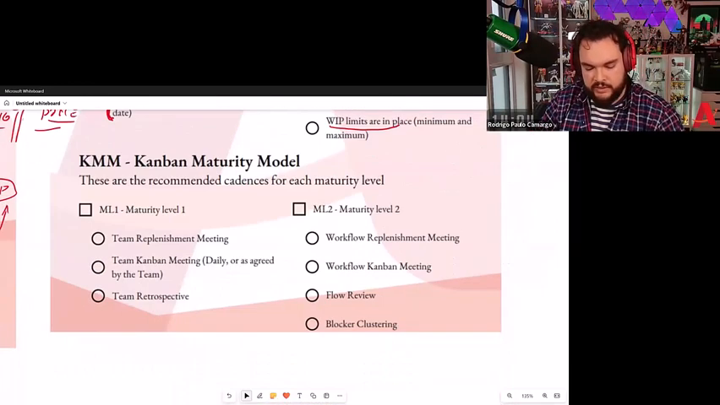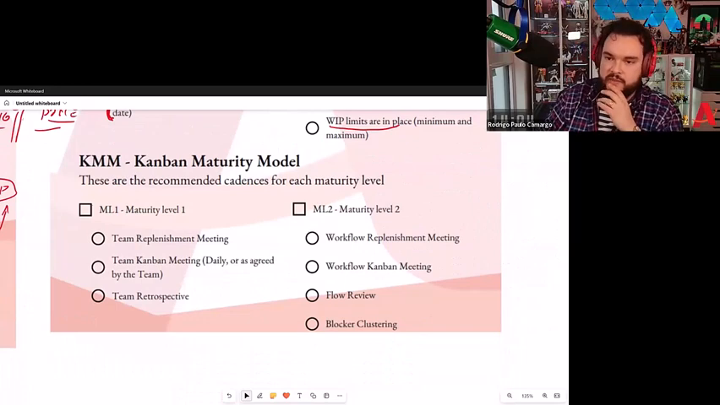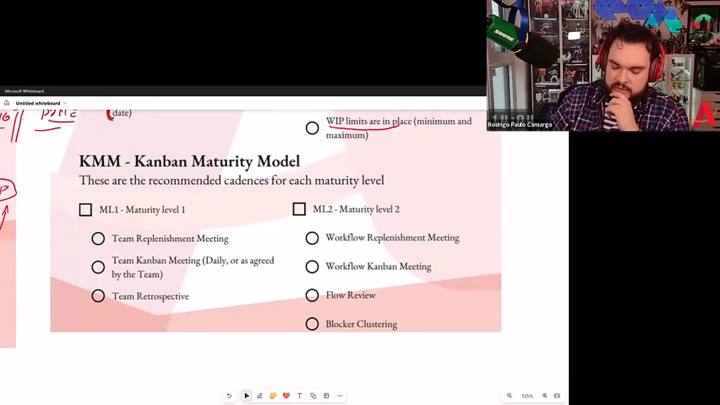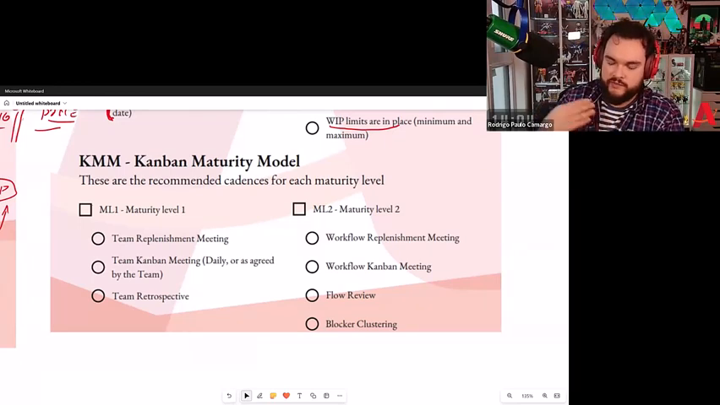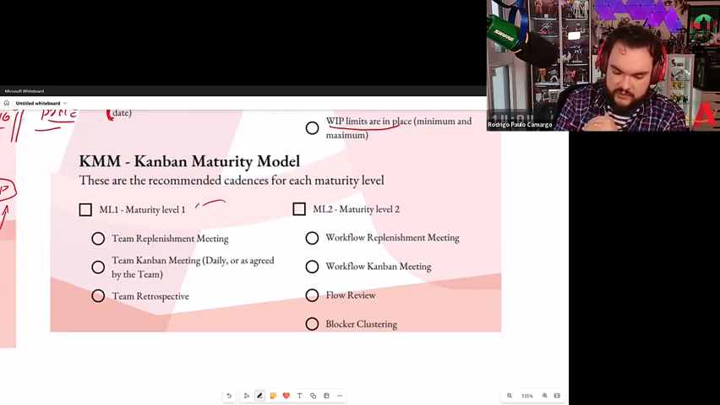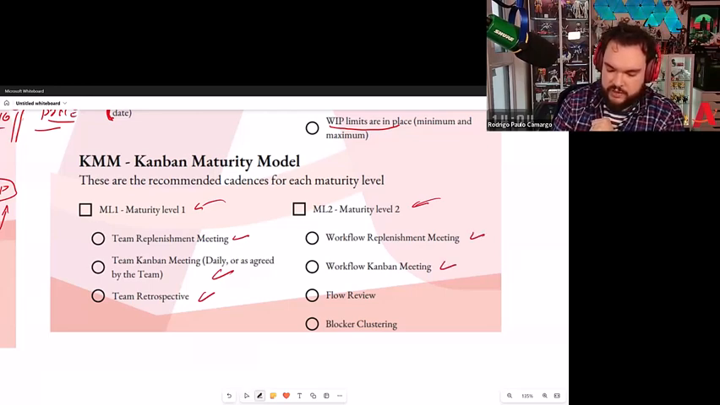Then we get to the KMM. This is more for if you actually want to go in the direction of the KMM. Basically, what I did here is put the recommended cadences. For level 1 of maturity, it is the team Kanban replenishment, the team Kanban meeting, and the team retrospective. Then for maturity level 2, it is workflow replenishment, workflow Kanban meeting, flow review, and block clustering.